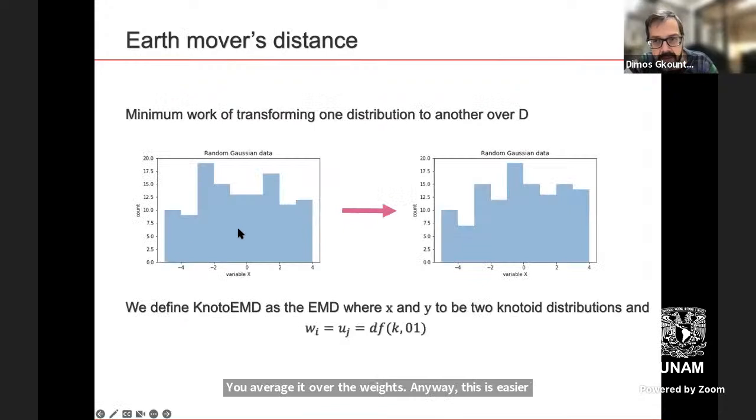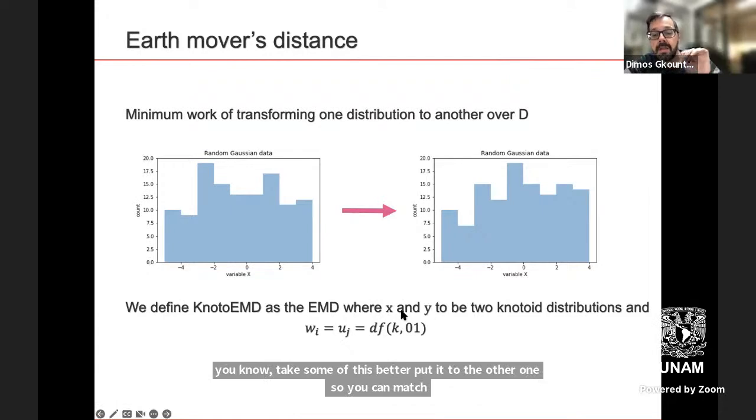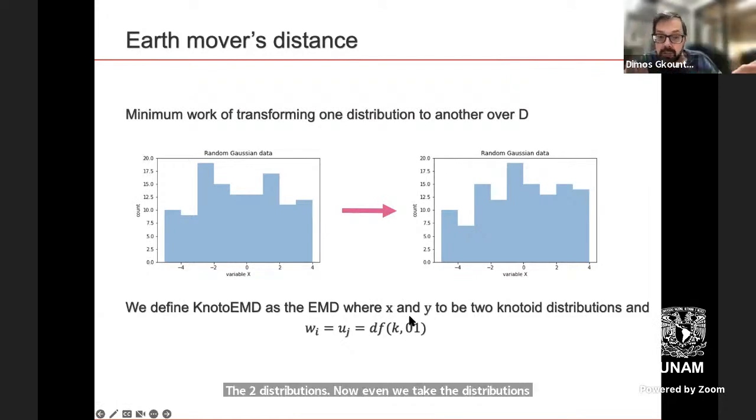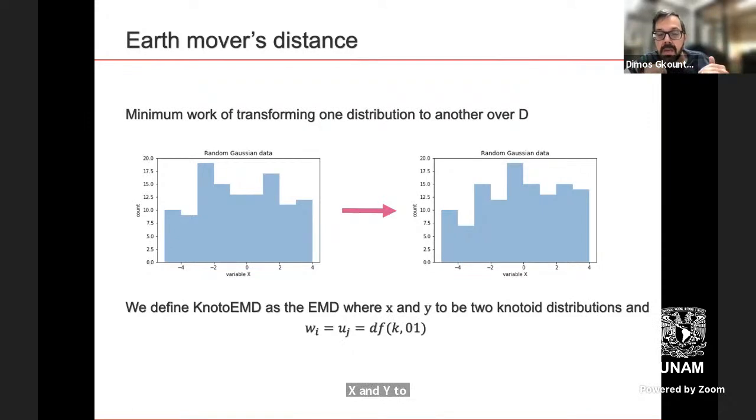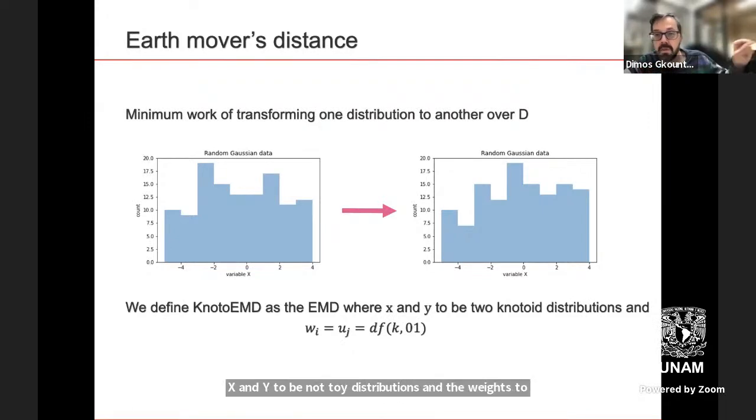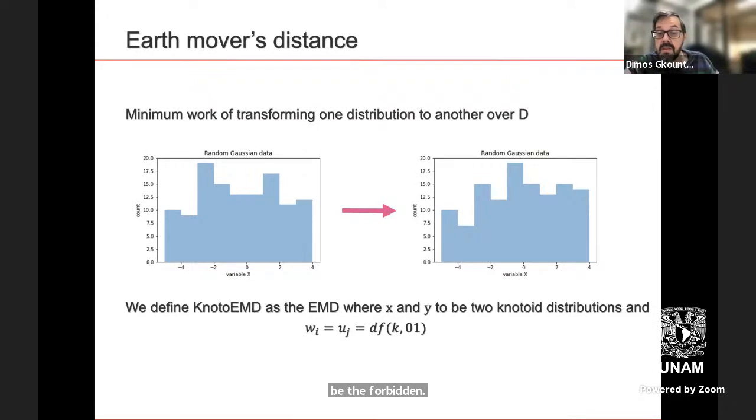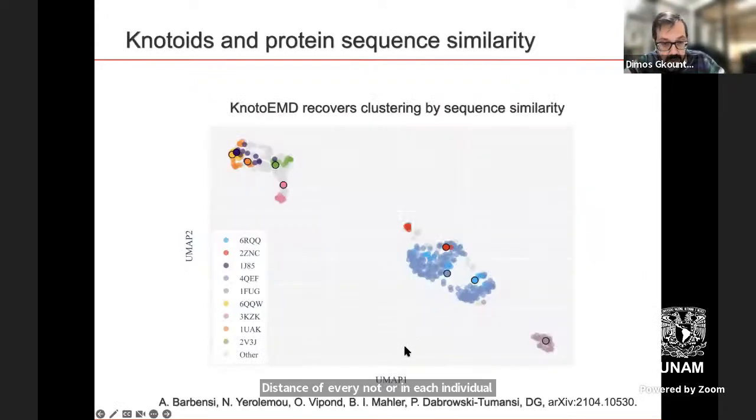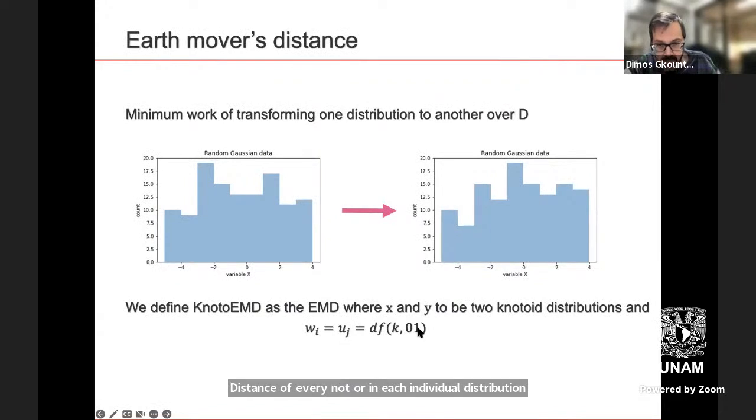Anyway, this is easier to show than explain. If you have one distribution here and another distribution here, what's the minimum cost that you have to pay to change the bars from the left one to the right one? How you can move the bars up and down, or take some of this bar, put it to the other one, so you can match the 2 distributions. Now, if we take the distributions X and Y to be knotoid distributions, and the weights to be the forbidden distance of every knotoid in each individual distribution from the trivial knotoid, and this should be, the trivial knotoid, not 0, 1.